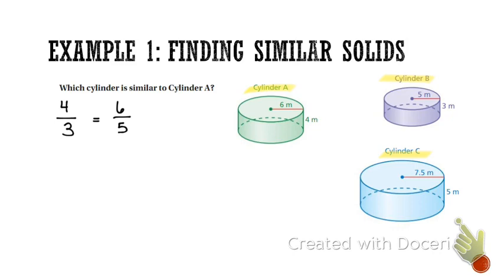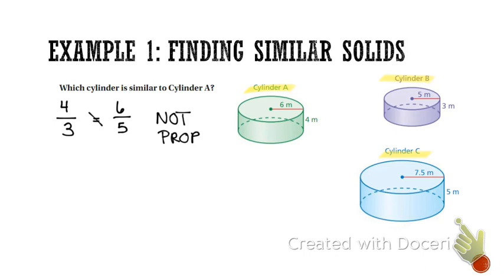I'm looking for these ratios to be the same. Well, clearly 4/3 does not equal 6/5. So this is not proportional. We'll just abbreviate proportional. So A and B are out.